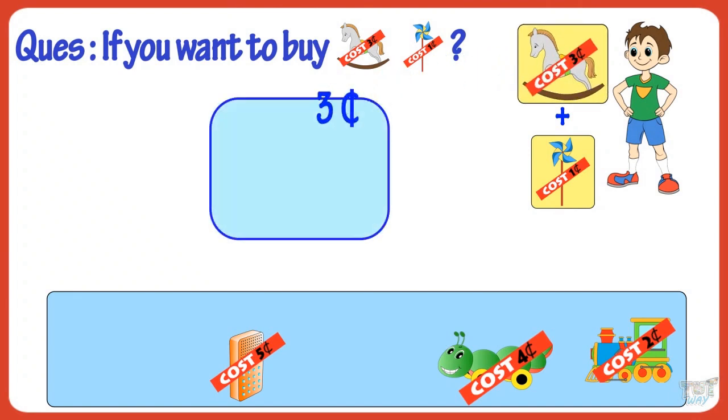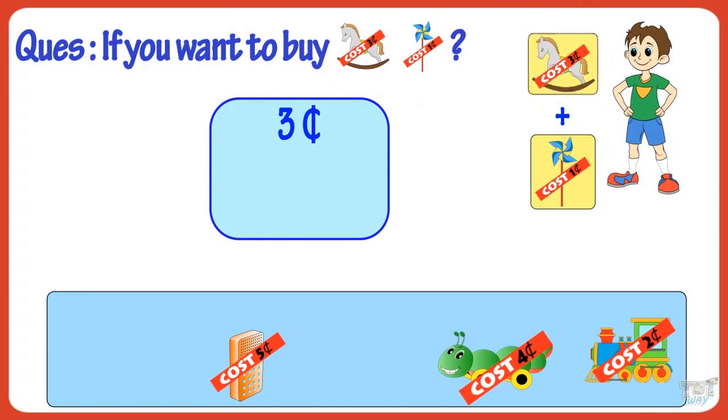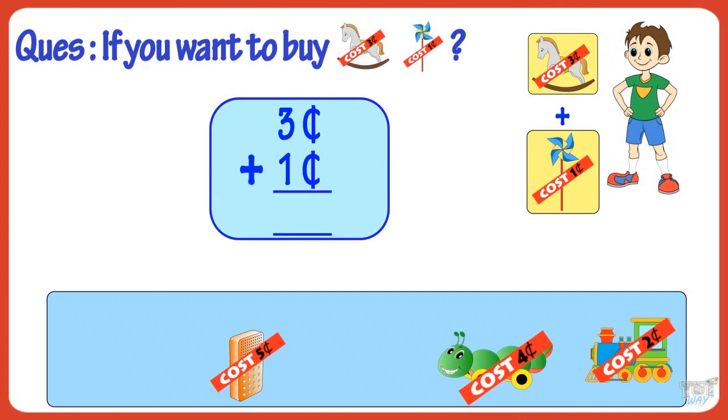Horse is 3 cents. Fan is for 1 cent. So you will have to add them to get the amount you have to pay. 3 cents plus 1 cent, we get 4 cents. So we will have to pay 4 cents to buy these things, 2 toys.